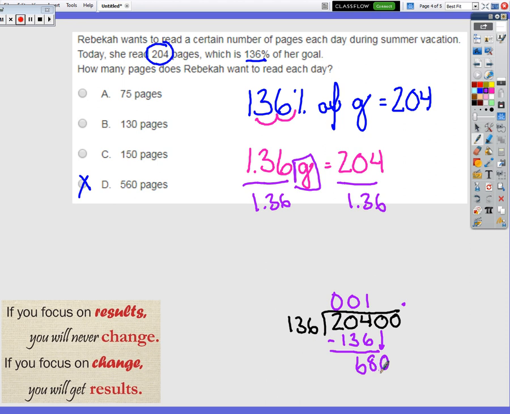136 goes into 680. How many times? Well, based on this, because I have a 1 here, I know 75 can't be the answer. It's either 3 or 5. What might give me closest? Let's try 5.